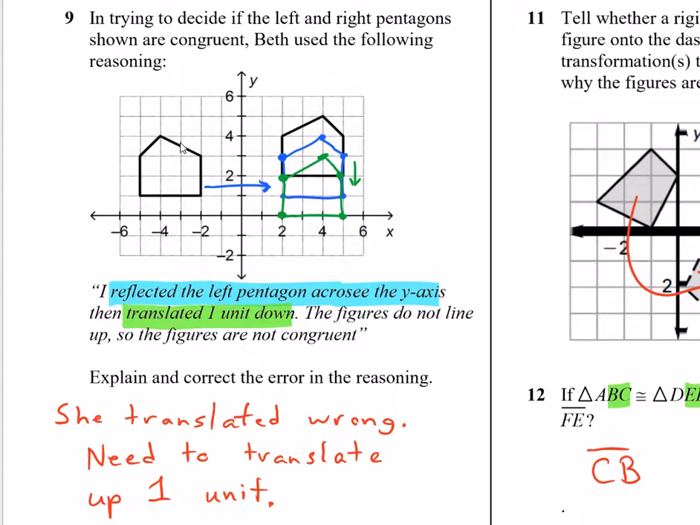Now, again, the question might be a little bit different on the test. Just read carefully and make sure you end up knowing what exactly Beth has done on the problem to get the conclusions that she does.